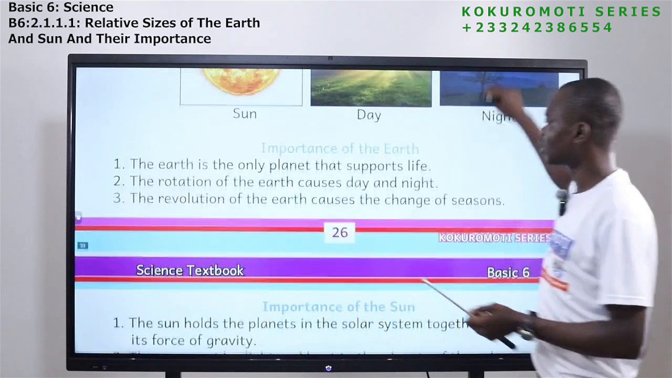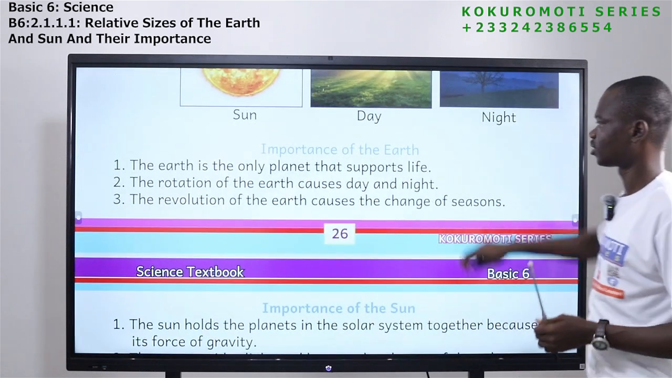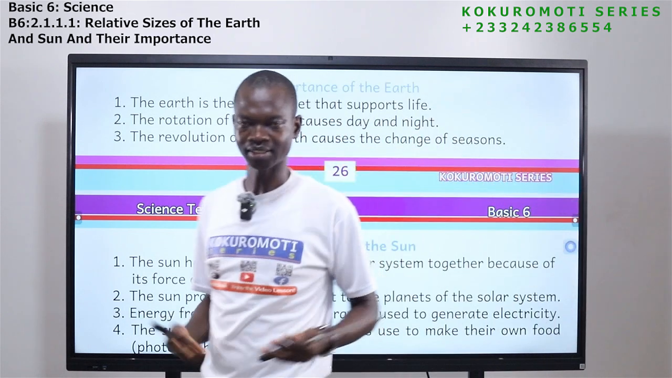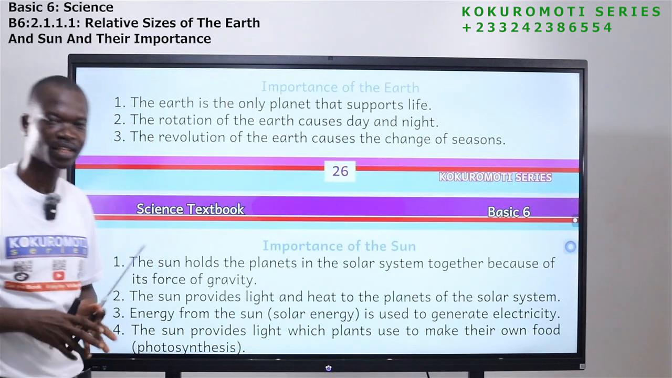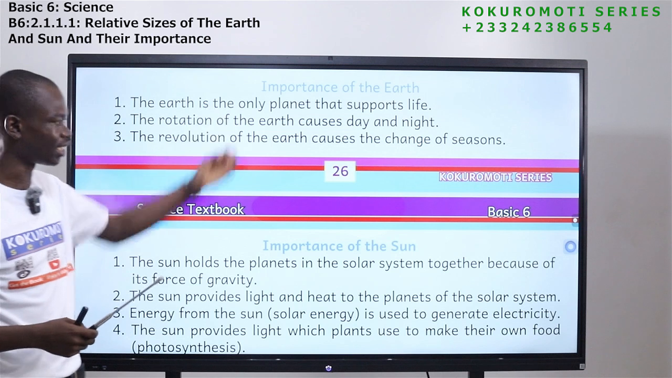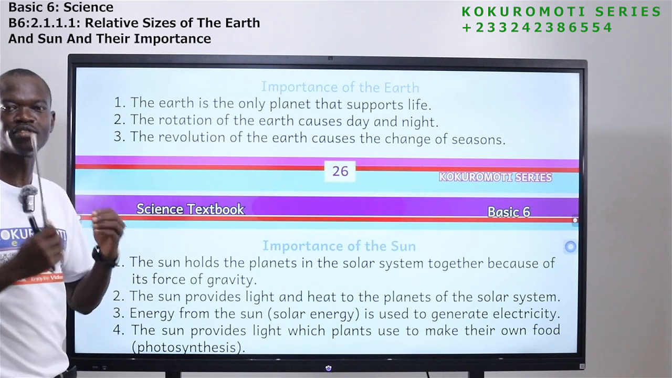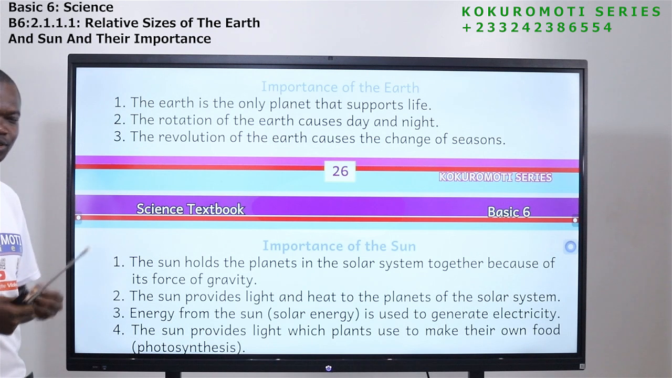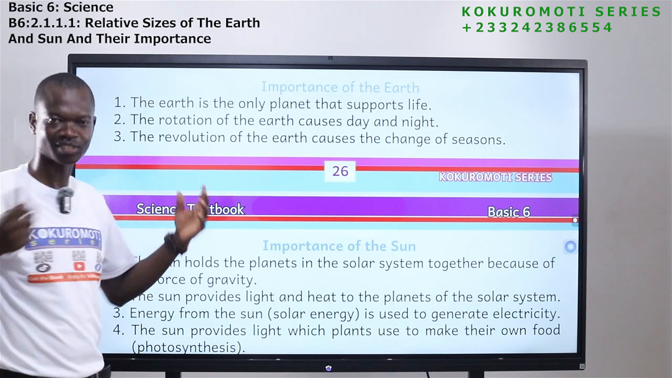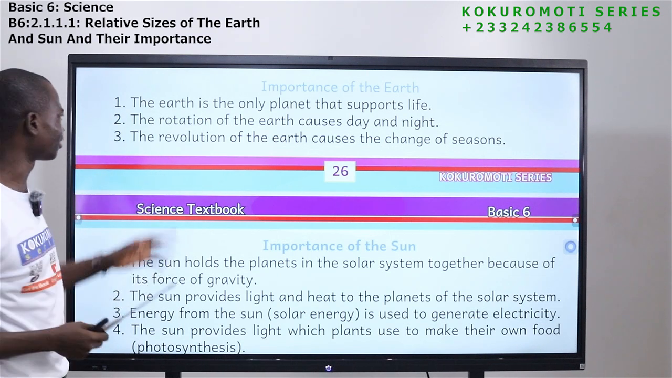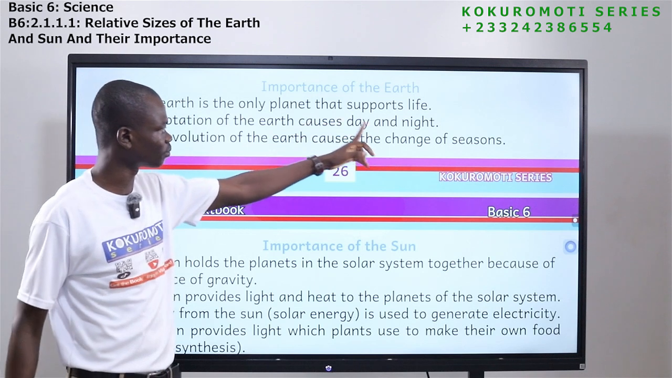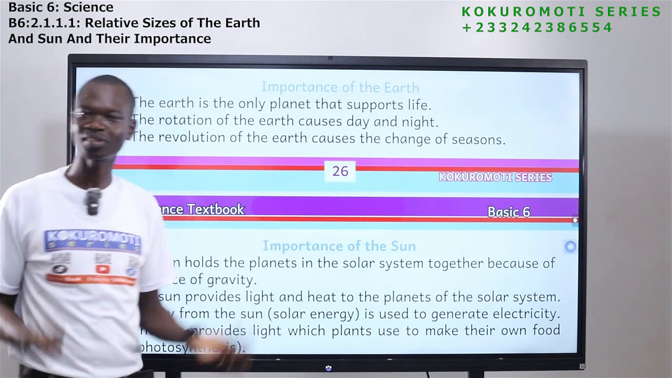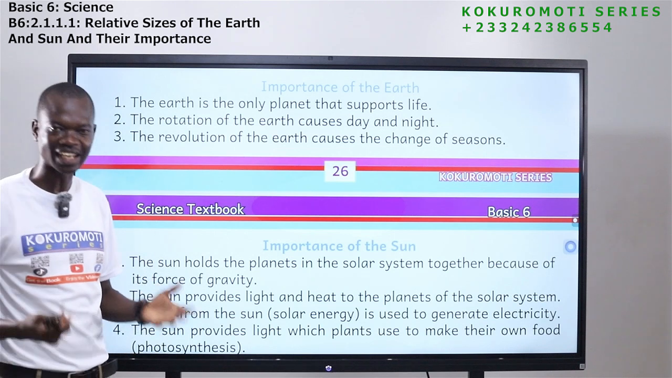Okay. Now let's look at the importance of the earth. What are the benefits of the earth? What are the uses or the things that we get? If you are a living thing on earth, what is the importance? What's the importance of the earth in the solar system? Now let's look at it. The earth is the only planet that supports life. So one of the importance of the earth is that it supports life. That is why we are all alive.